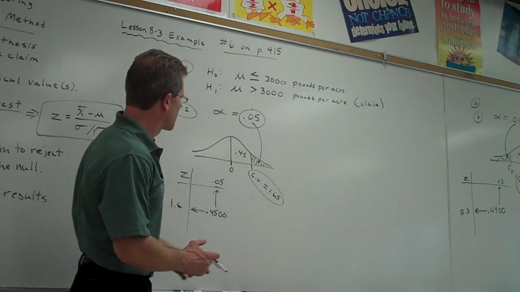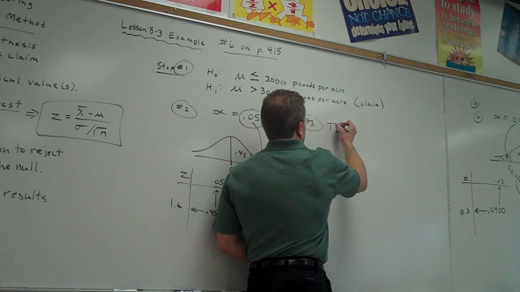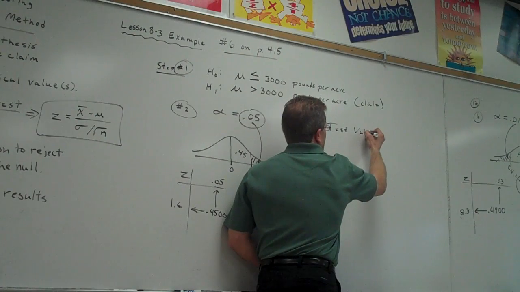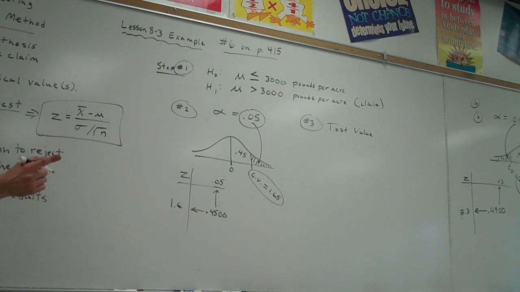Okay? So our next step is to find a test value. Step number 3, we're going to do our test value, which in this problem is a z-score. Notice we have a sample size greater than 30, so we're going to be using z-scores. So z equals x bar.